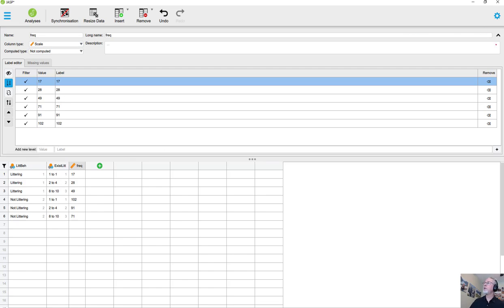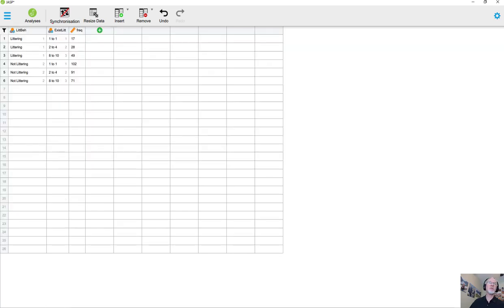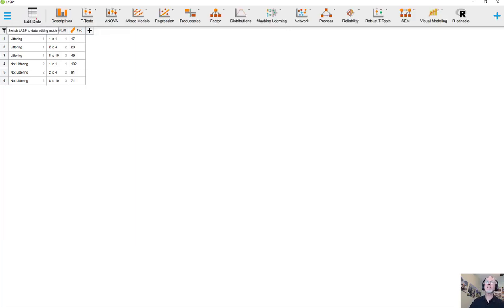Okay. And then close the variable window. I'm all set up. And you can see that I have my original numbers that I put in, but I also have the labels, so I can look at the data that way. We're now going to go to analyses, and we're going to use a new piece of information over here, which is frequencies.